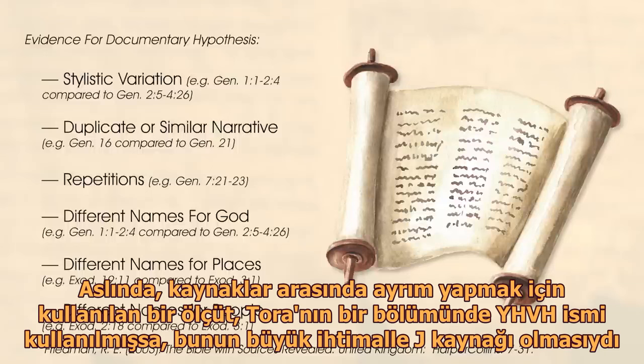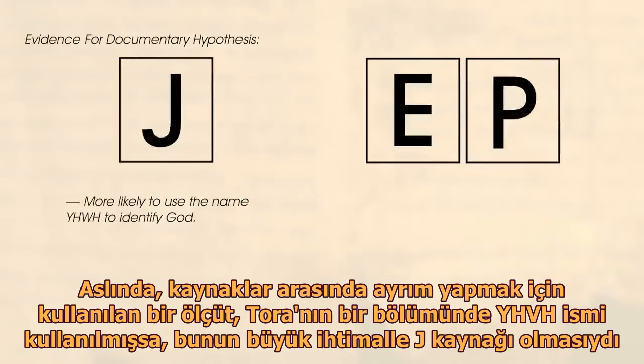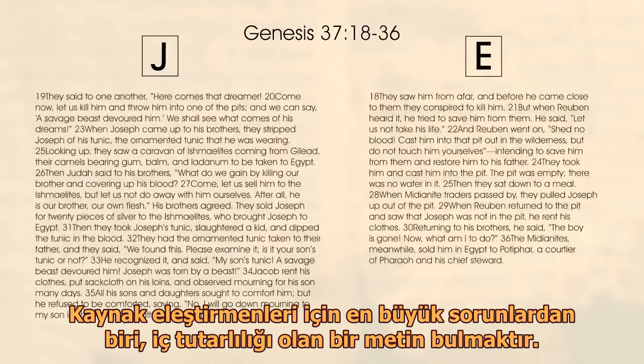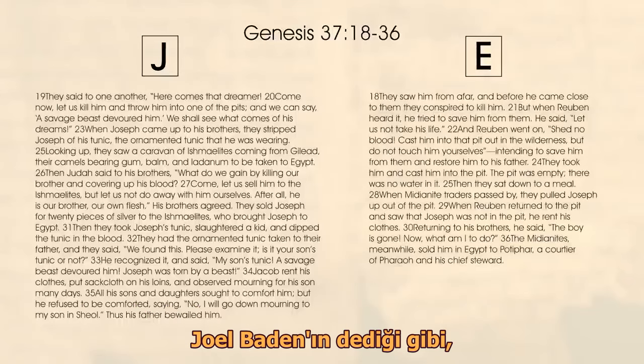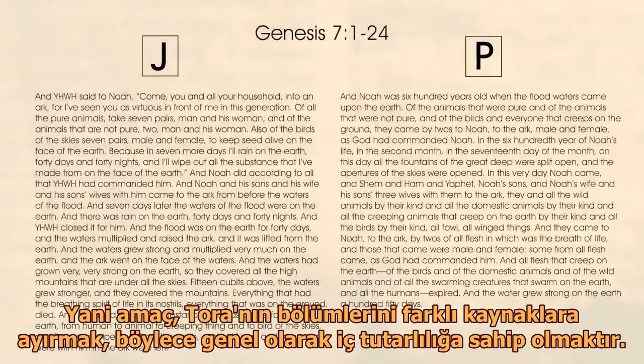In fact, an early criterion for distinguishing between sources was that if a section of the Pentateuch used the name Yahweh, it likely was the J source, and if it used the term Elohim, it was either E or the P source. One of the biggest issues for source critics is finding a text with internal consistency. As Joel Baden says, "The hallmark of a unified composition, one created by a single author, is internal consistency, consistency of language and style, consistency of theme and thought, and above all, consistency of story." So the goal is to separate out sections of the Pentateuch into different sources, so that we have internal consistency across the board.